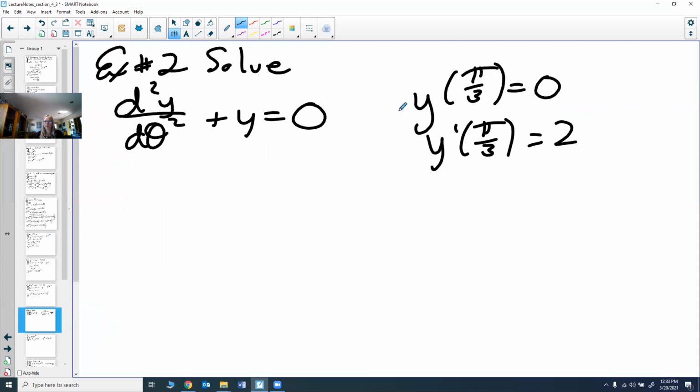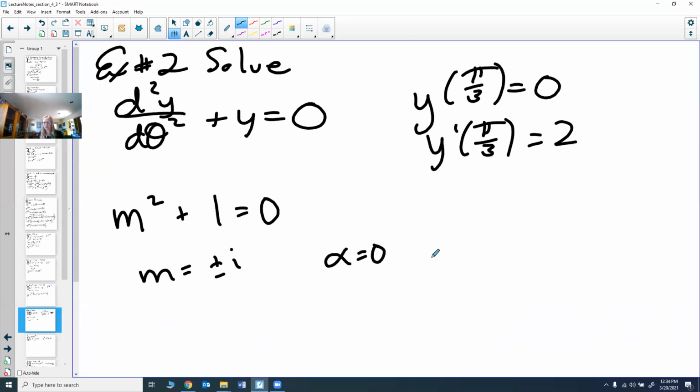So this means that I'm going to go ahead and find out what the C1 and C2 are in the end. I know I have C1 and C2 because it's a second order. And so I get my auxiliary equation first: m squared plus 1 equals 0. So that's my m is equal to plus or minus i. So I know I have complex conjugates. In this case, the real part is 0. So think of it as your alpha is 0, your beta is 1.